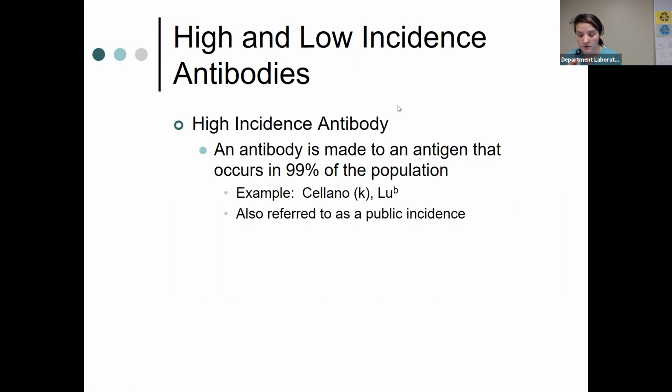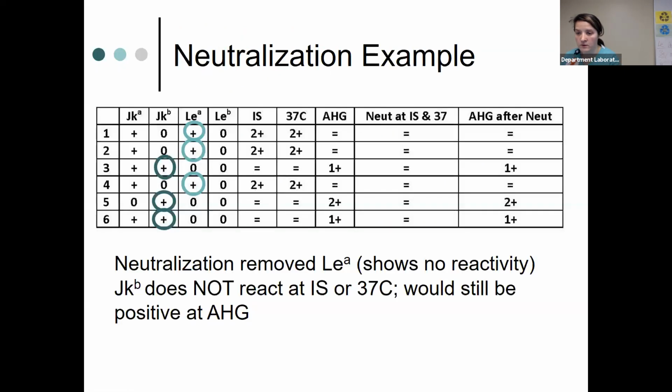Ask about dosage. So Sarah asked if the neutralization was showing dosage. So it's not neutralization showing dosage. You do have dosage, right? So notice with your AHG, in your original AHG reaction, you have 1+ and 2+. Why are cells 3 and 6 1+? Heterozygous for JKA and JKB.